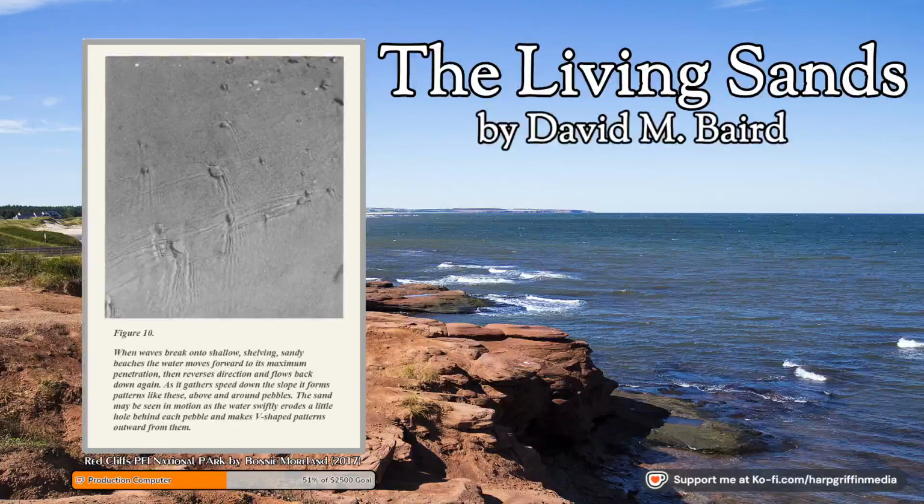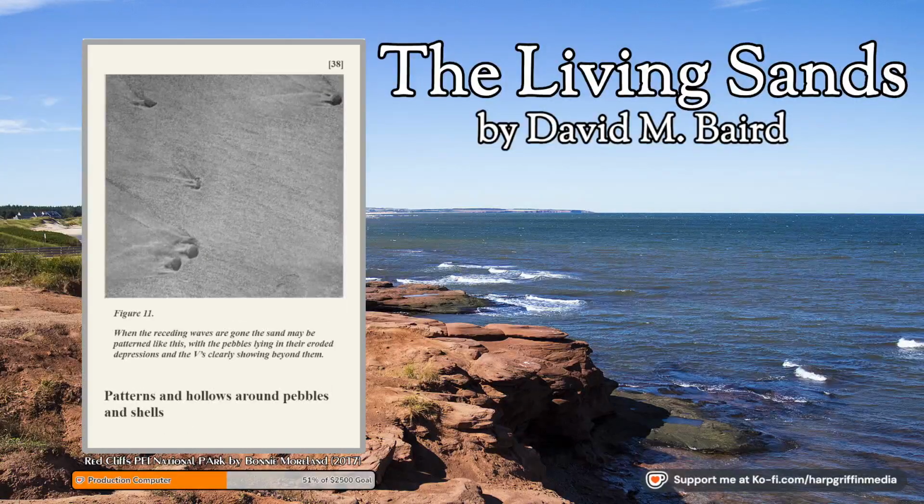Figure 10. When waves break onto shallow, shelving, sandy beaches, the water moves forward to its maximum penetration, then reverses direction and flows back down again. As it gathers speed down the slope, it forms patterns like these, above and around pebbles. The sand may be seen in motion as the water swiftly erodes a little hole behind each pebble and makes V-shaped patterns outward from them.